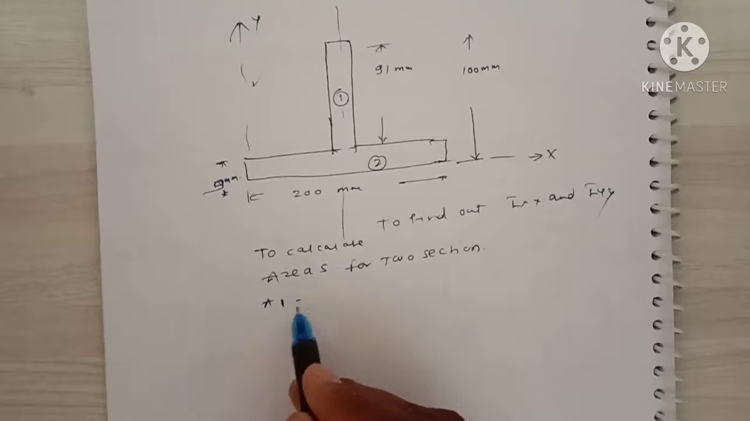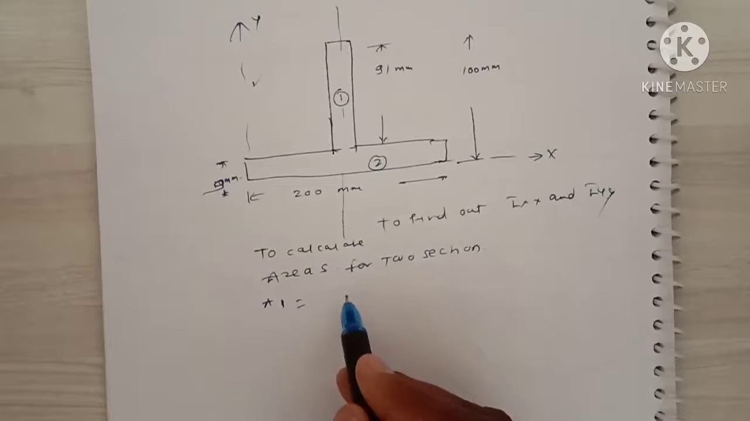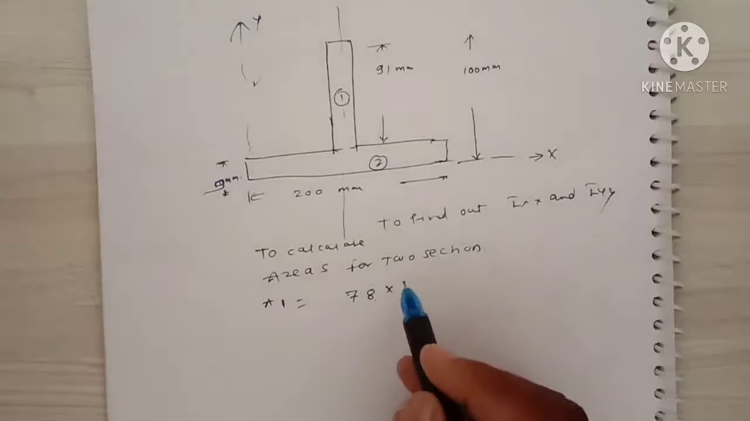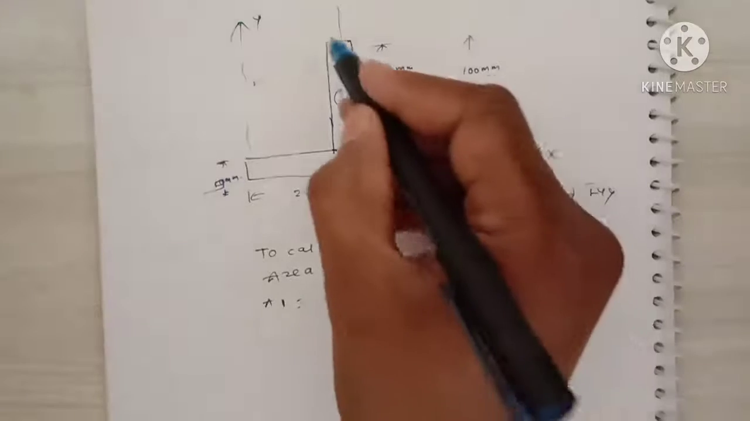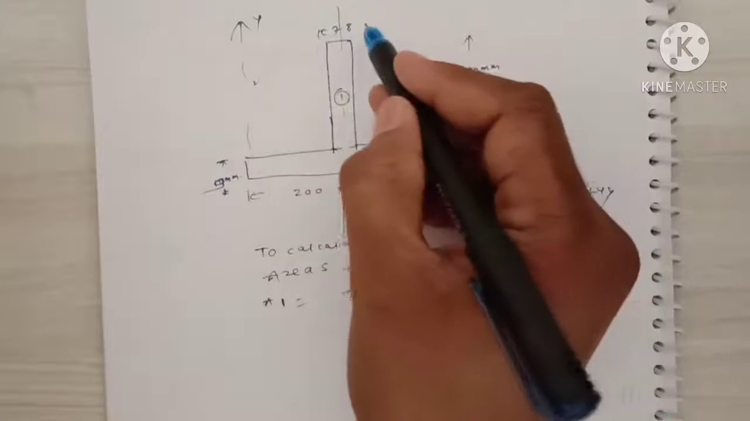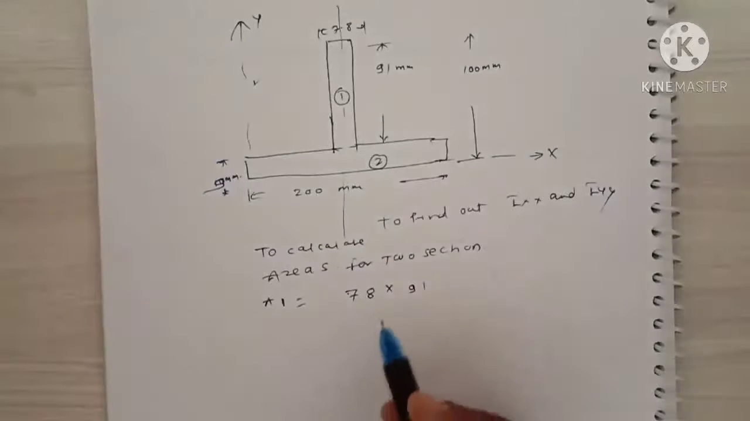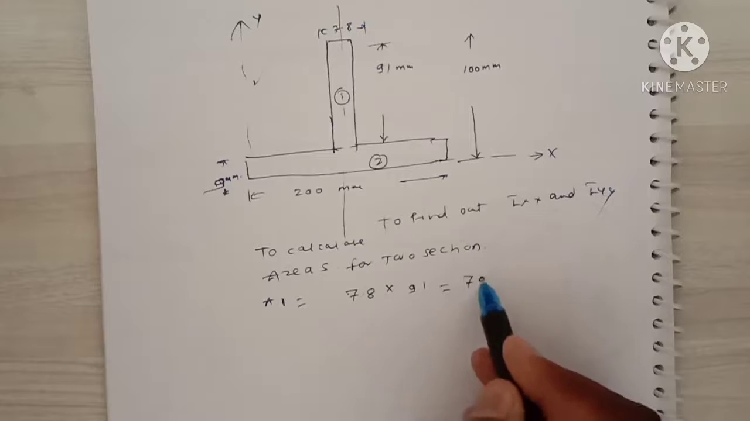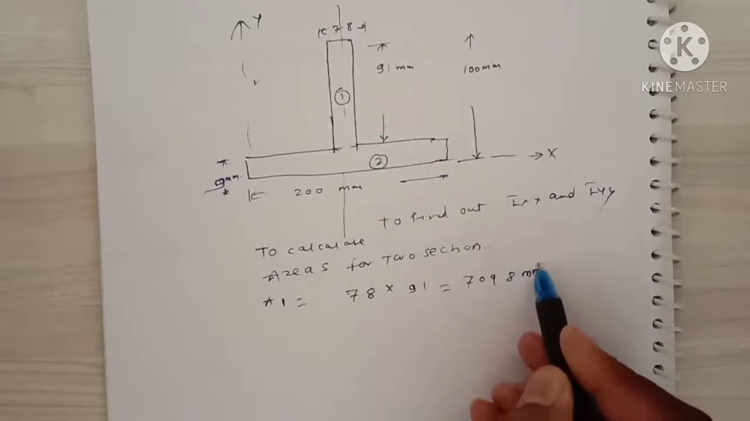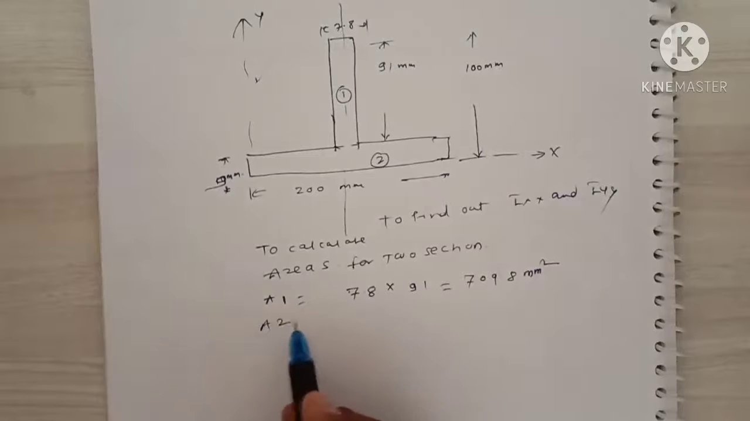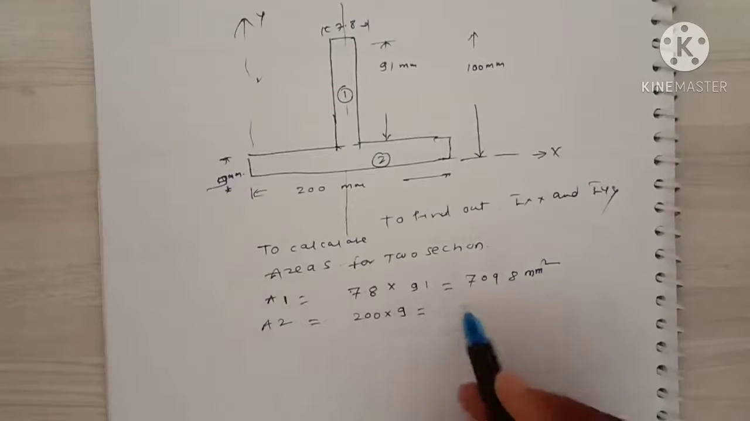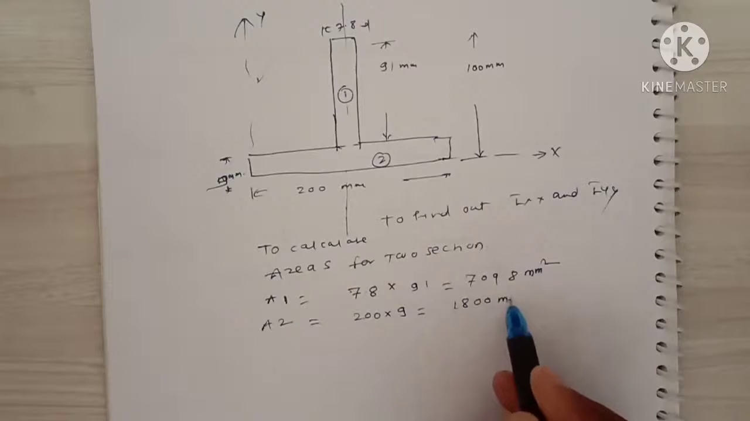For A1, the area will be 7.8 into 91. This distance is 7.8, that is the width of the web section. Then the area of section 1 will be 709.8 mm square. Then area A2 is equal to 200 into 9, that will be equal to 1800 mm square.